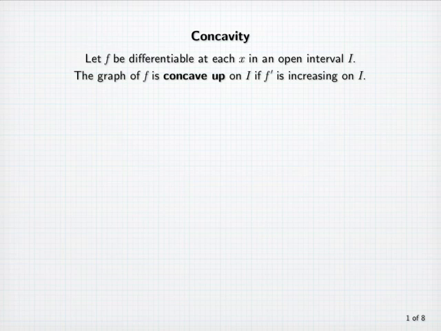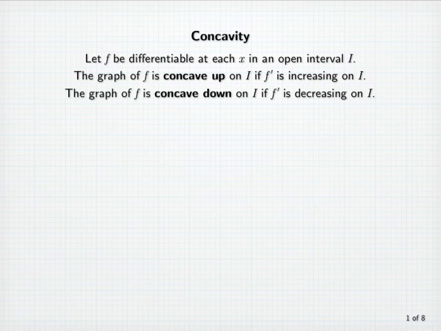The graph of f is concave up on I if f prime, that is the slope of the graph, is increasing on I. The graph of f is concave down on I if f prime is decreasing on I. Let's look at a couple of pictures that illustrate these definitions.